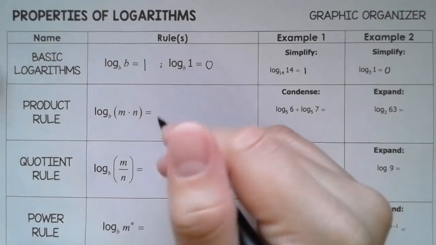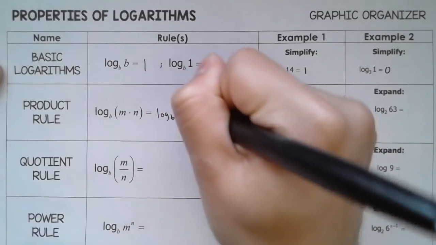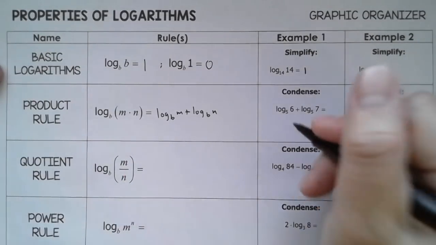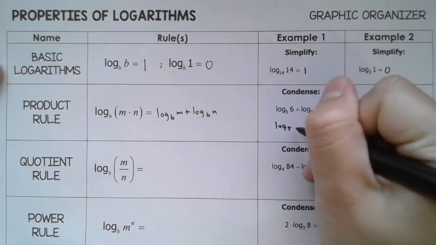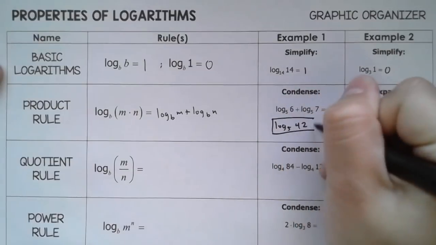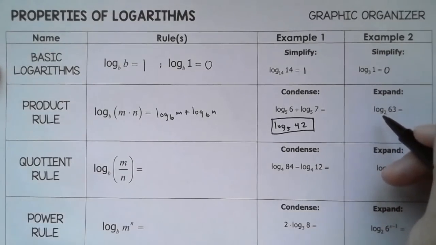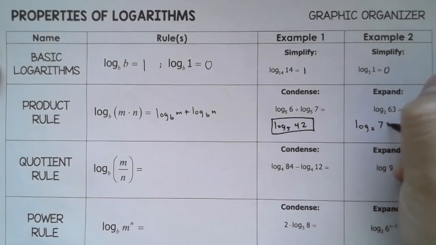This is the product rule that we just worked with. This is going to be equivalent to log base b of m plus log base b of n. So remember, multiplication goes to addition. To condense this, I get log base 5 of 6 times 7, so that is 42. Expanding, I can rewrite this, and again, there's multiple ways depending on the number of factors here. I can rewrite 63 as any 2 factors, so log base 2, and I'll take 7 and 9, because 7 times 9 is 63. So log base 2 of 7 plus log base 2 of 9.